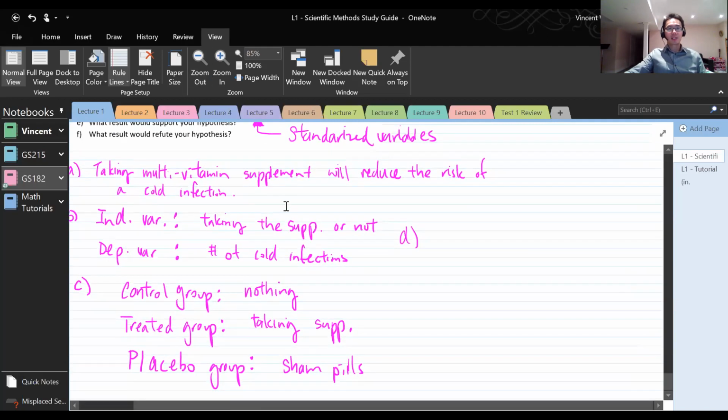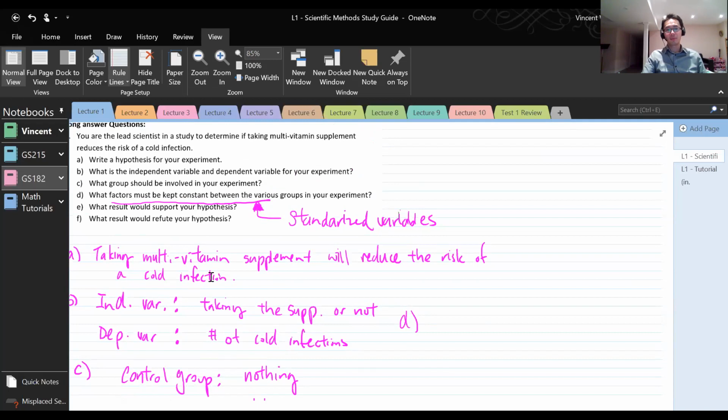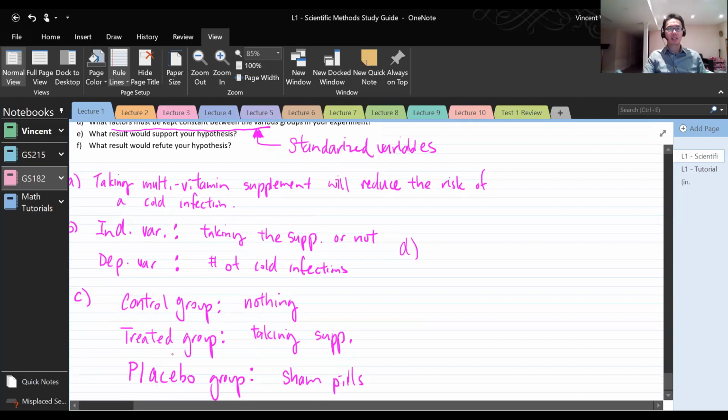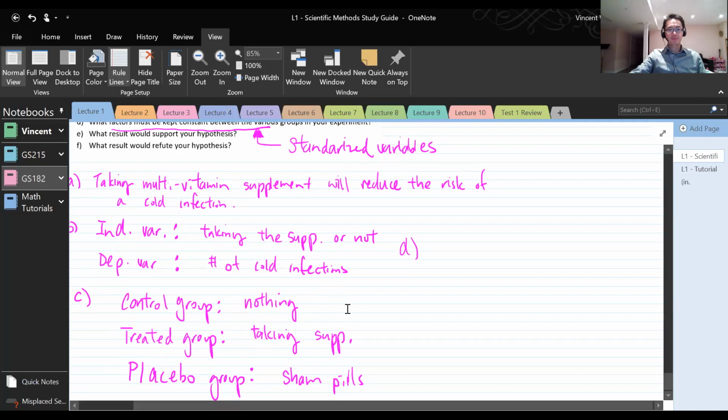Well, if my hypothesis is that taking the vitamins will reduce the risk of catching a cold, then I would expect to see less infections for the treated group, right? And then the control group and the placebo group, I would expect to see more infections. And what will refute or reject the hypothesis? If the opposite is true, okay? If there are no difference between each of the groups, maybe 60% of everybody got sick in each of the group, or if people who take supplements actually got more cases of cold, then I know my hypothesis is not correct and therefore must be rejected. All right.